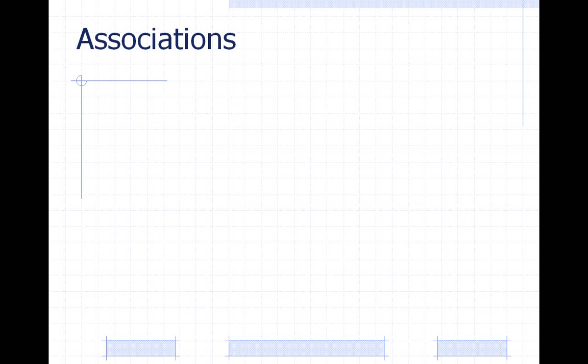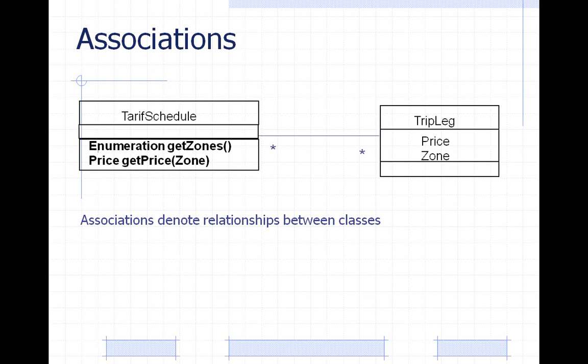The class does not exist in the system alone. It has a relationship with other classes. So we use association to denote the relationships between classes. So for this example, there is an association between tariff schedule and the trip log.